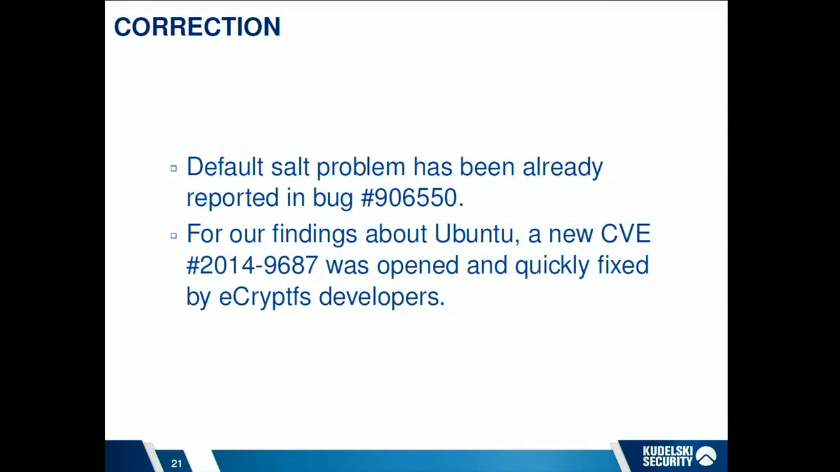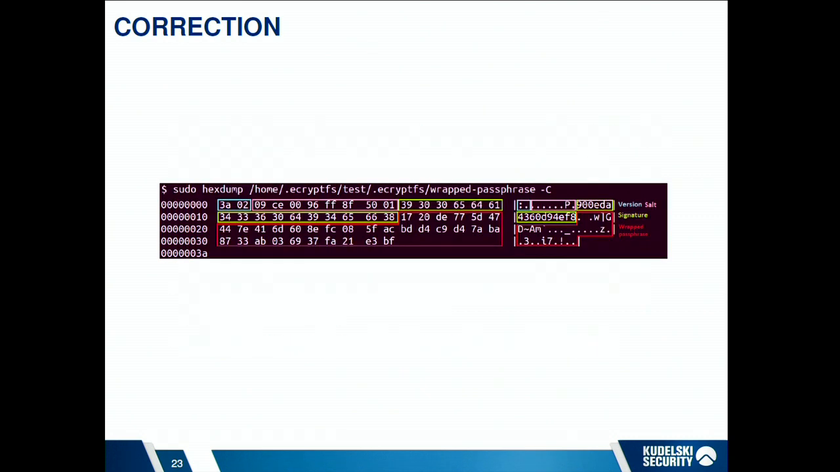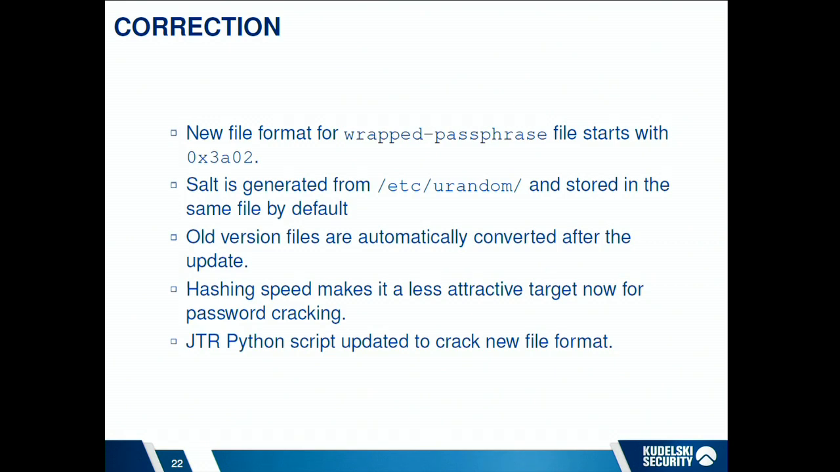So the default salt problem had already been noticed in a previous bug, which was opened last year and not solved. But from our finding about Ubuntu, a new CVE has been opened, and it has been quickly corrected by the Ecryptfs developer. What they did is that they created a new file version, which starts with 3.0.2. And in the new version, the salt is randomly generated from the urandom source. And the salt is by default stored in the wrap passphrase file. And as soon as you have updated your system, if you log off and log in again, then your file will be automatically converted because the passphrase won't change, just the file format.